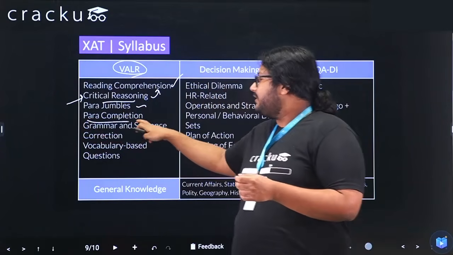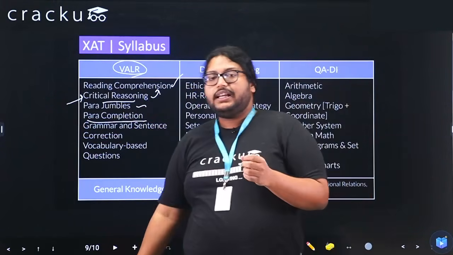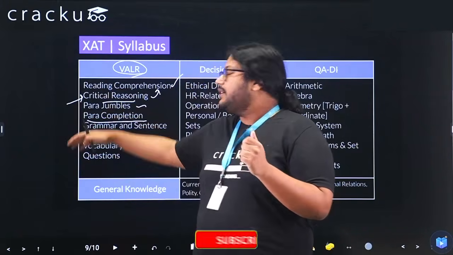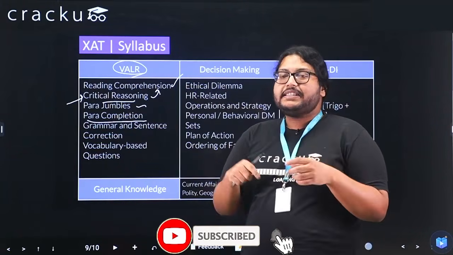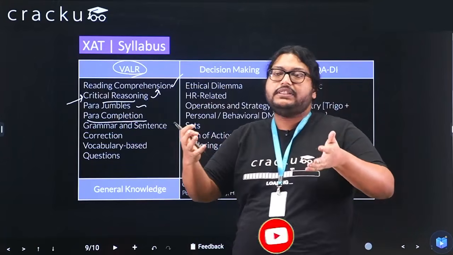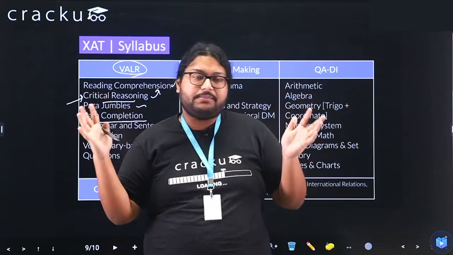Para completion from the XAT VALR, I would say, is the relatively easier part. If you consider the other 3, para completion is easier. It's basically like they'll remove the last line or something and they'll ask which of these lines essentially completes the paragraph.